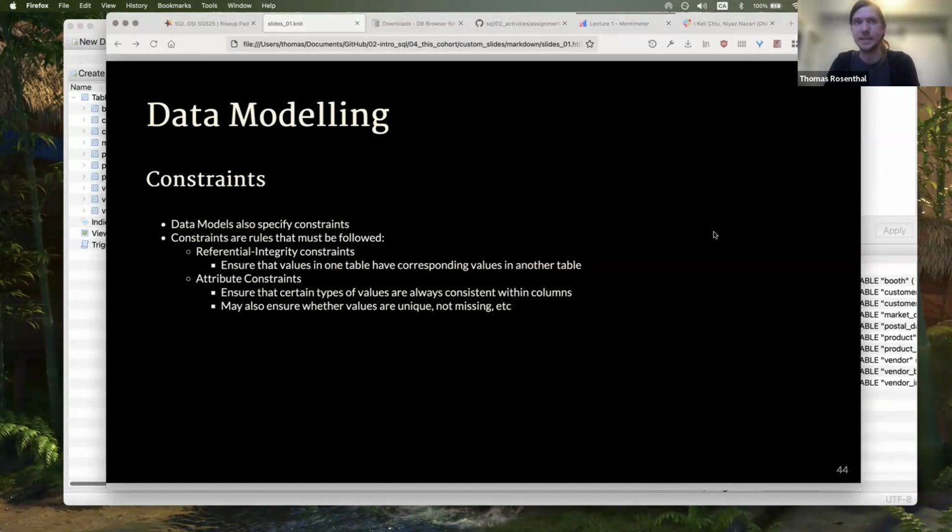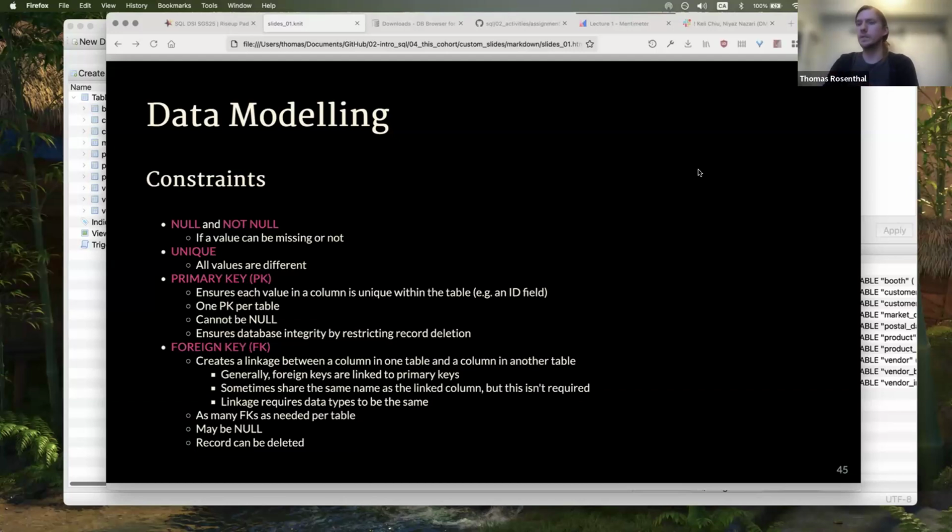Let's talk about constraints here. So data models also specify our constraints. Constraints are rules that must be followed. So here are some of them. The referential integrity constraint ensures that values in one table have a corresponding value or set of values in another table. We have attribute constraints, ensuring that certain types of values are always consistent within the column. This can be, for example, ensuring that values in a column are unique or that they're not missing, things of that nature.